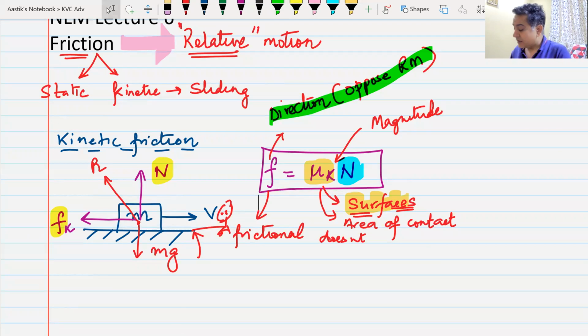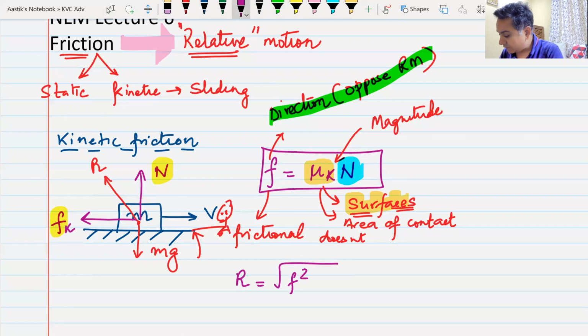Now, before going into a problem, let us understand this reaction force also, because you might get a question on reaction force. Now, this reaction force R, if I talk about the magnitude, it will be under root of F square plus N square. Yes or no? This F is mu into N. So I can write it as mu square N square plus N square.